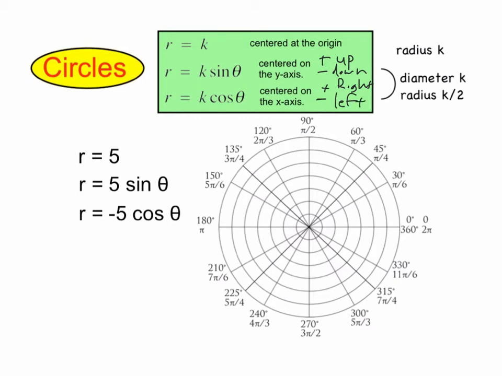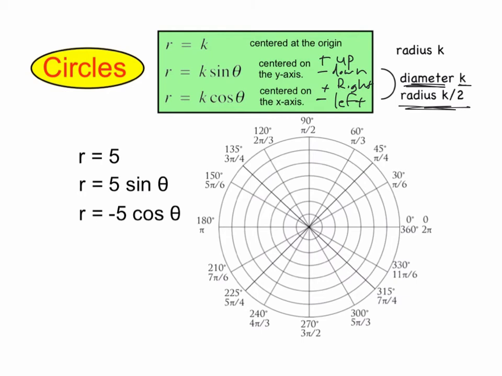So not necessarily anything too surprising, but at least we've confirmed how to tell whether it goes above, below, left, or right. The other thing to notice with either of these kinds is that the diameter is k instead of the radius being k. For these ones where you have sine or cosine, the radius is just that k value divided by 2.